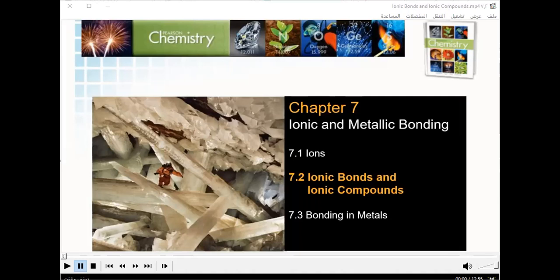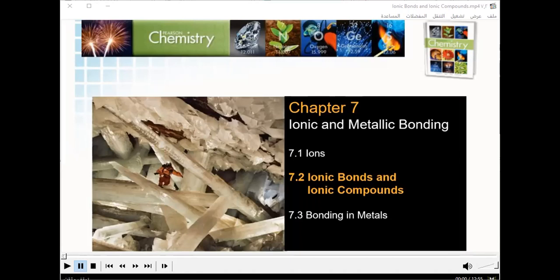Hello, teacher. Can you define formula unit? Okay, it is the lowest whole number ratio of the ions in the ionic compound.